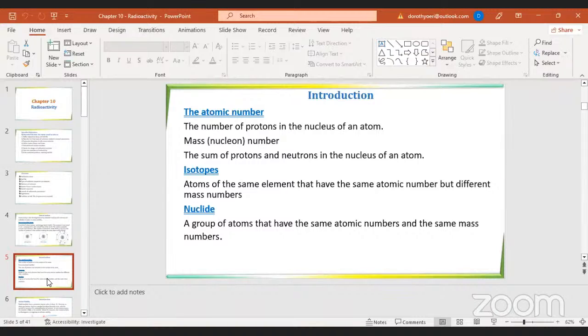We go to definition of a few terms. I want to believe in your chemistry you have defined the atomic number as the number of protons in the nucleus of an atom. We have mass number there, which is the sum of protons and neutrons in the nucleus of an atom. Isotopes, it is there. Those are terms you have already encountered in your chemistry. The definition is still the same. And then nuclide, maybe is what you have not: a group of atoms that have the same atomic number and the same mass number.